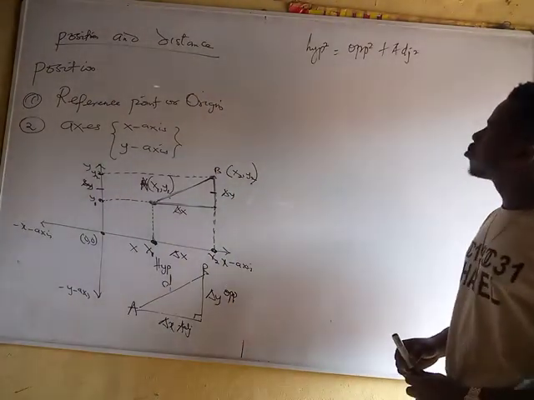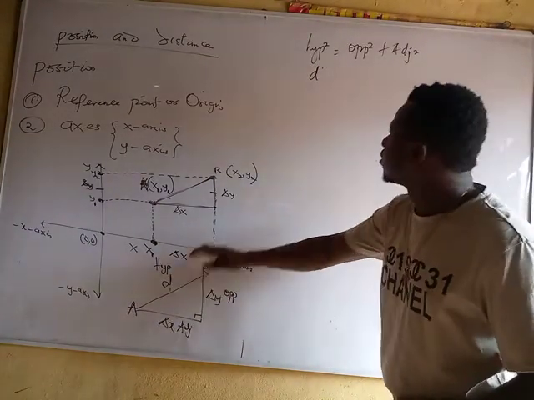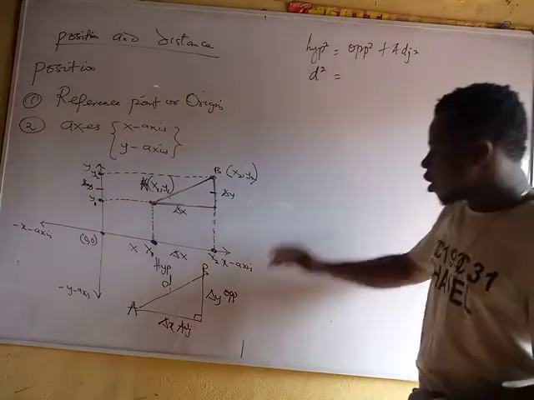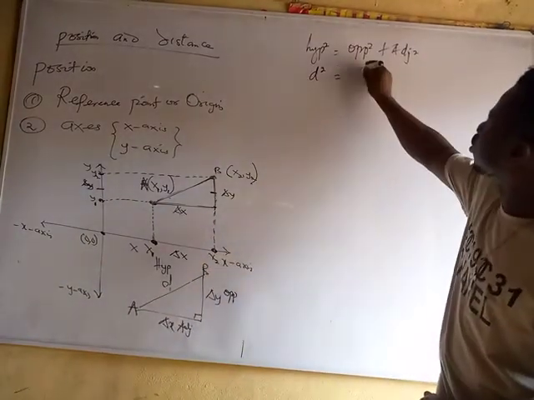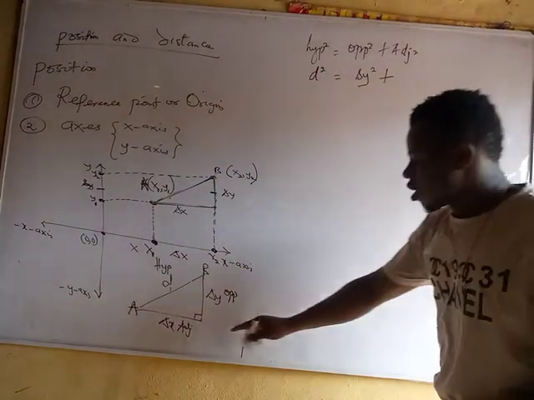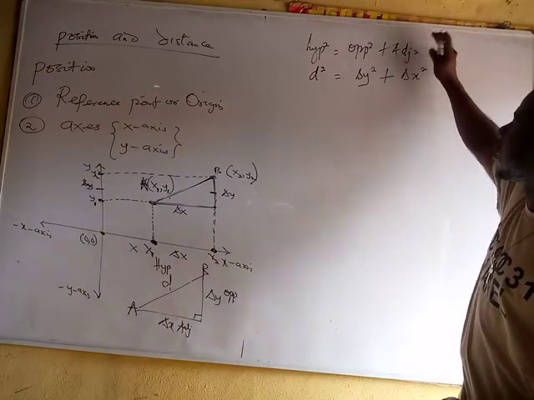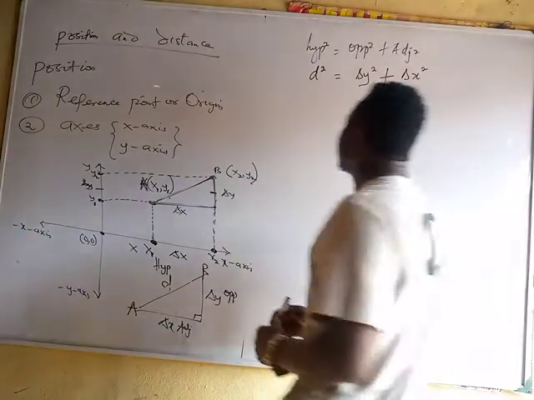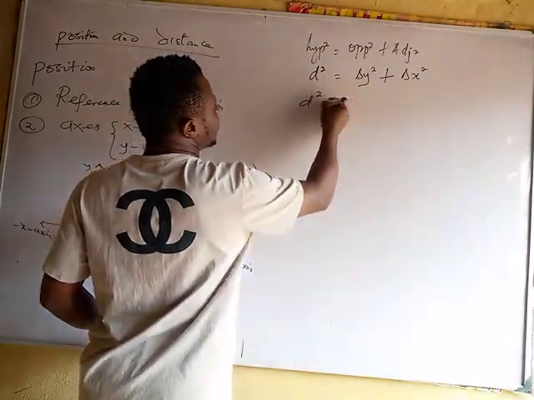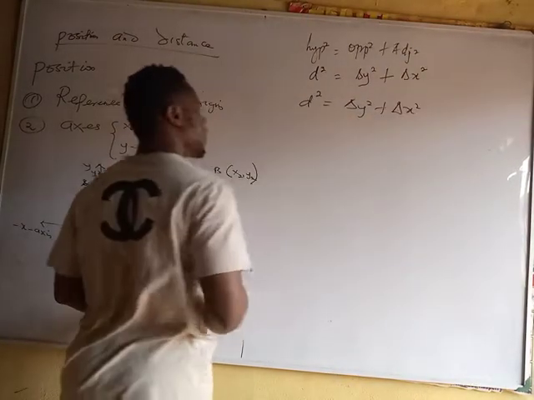Using this Pythagoras rule, our hypotenuse is D. Our D, we have square, so here is square, equal to our opposite, which is change in Y, all square, plus our adjacent, which is change in X, square, because there is square here. So in this case, our D square is equal to change in Y square plus change in X square.